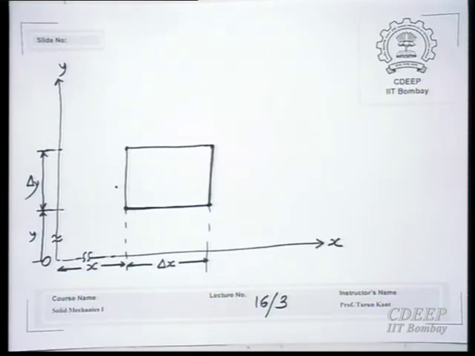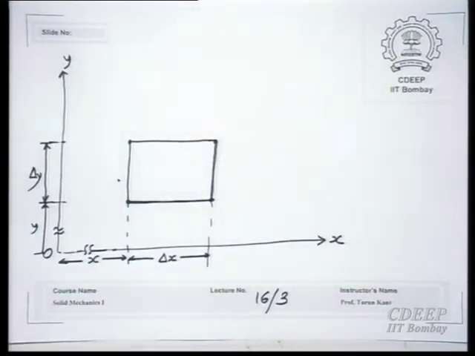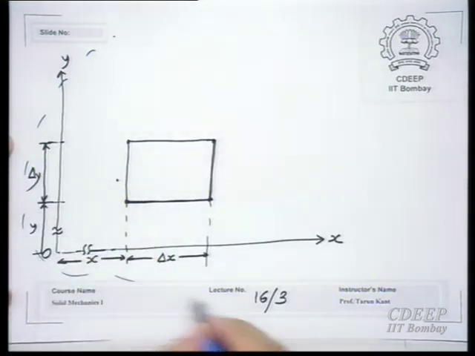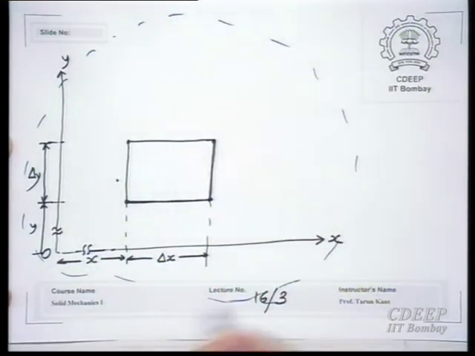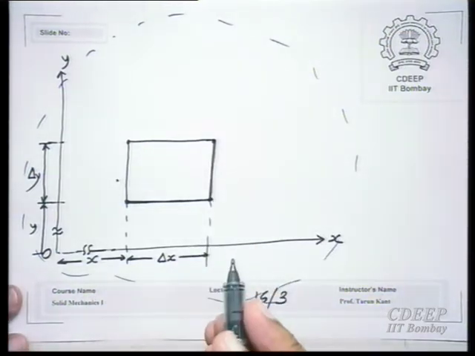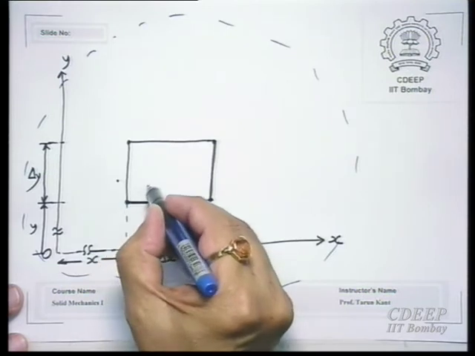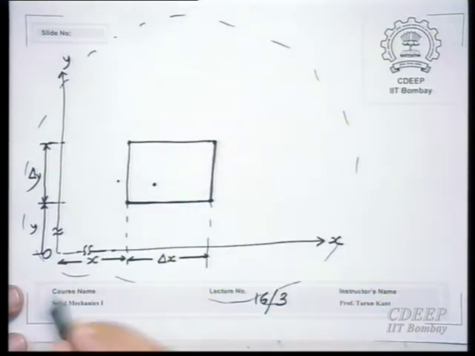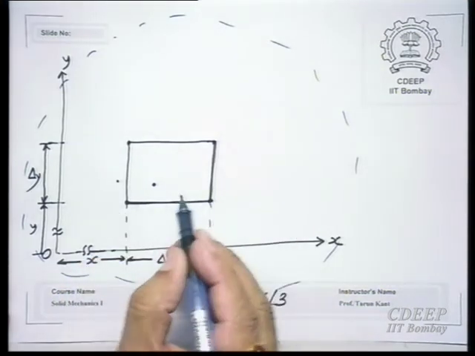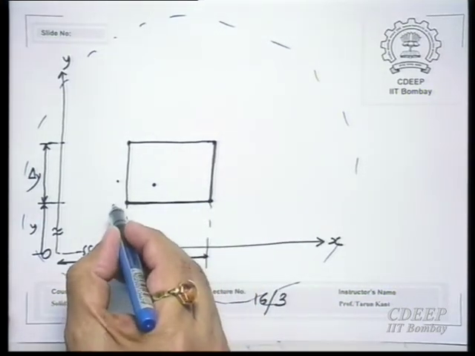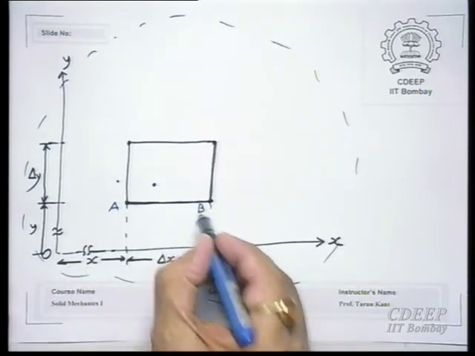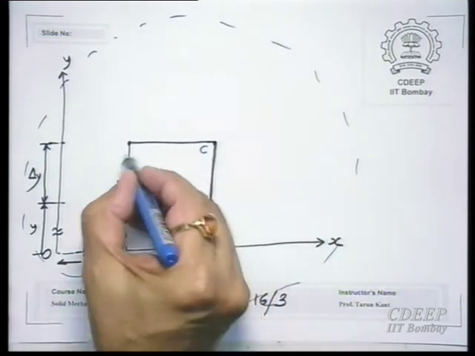So you have an element of dx dy, and this is a part of a bigger body. The body is very big; I have drawn a small element in this. Now let us call this A, B, C, D. This is A, this is B, this is C, this is D.